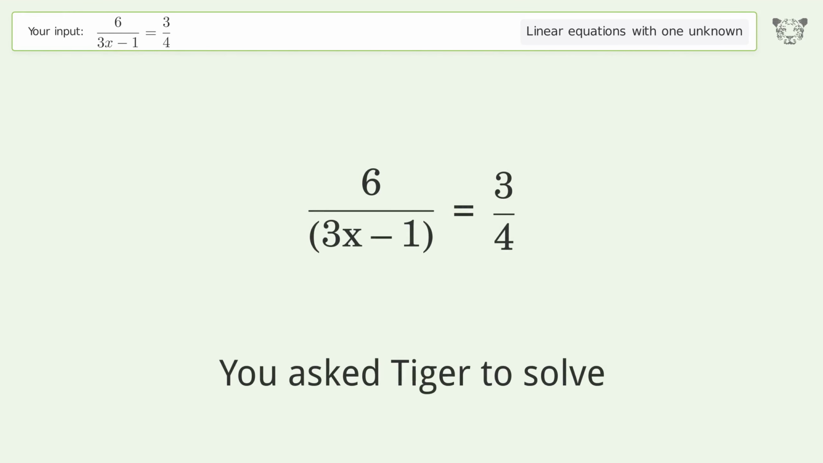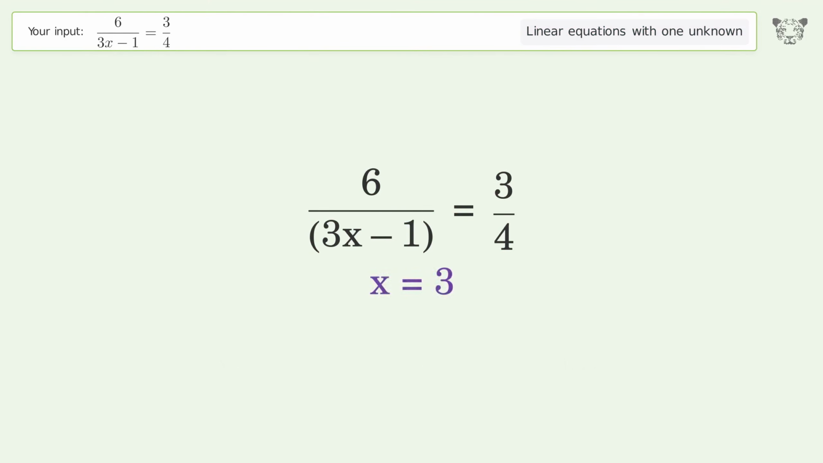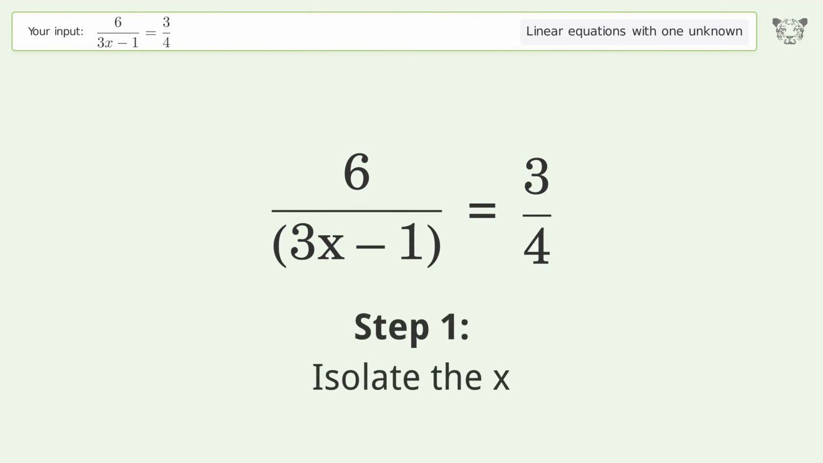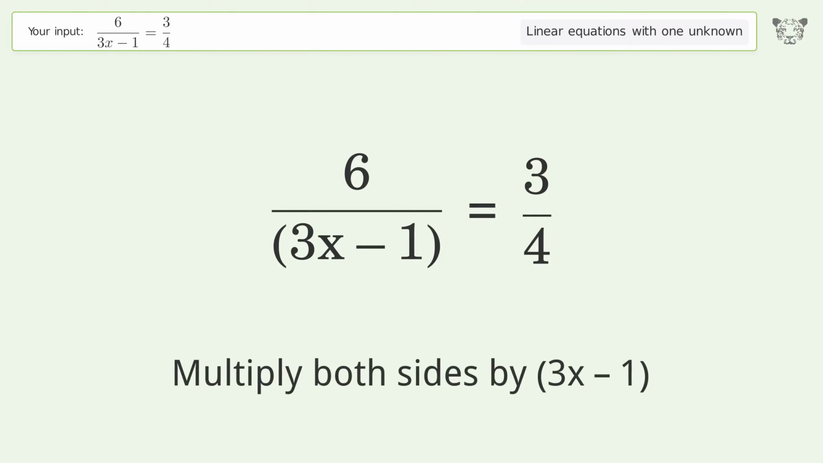You ask Tiger to solve. This deals with linear equations with one unknown. The final result is x equals 3. Let's solve it step by step. Isolate the x. Multiply both sides by 3x negative 1.